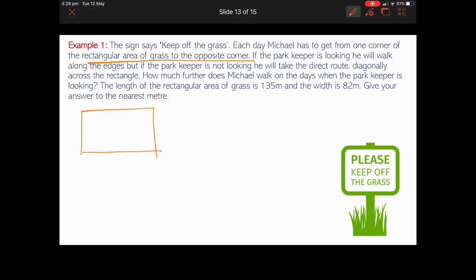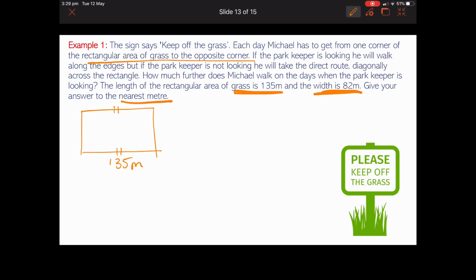The length of the rectangular area of grass is 135 metres and its width is 82. Give your answer to the nearest metre. Okay, so a lot of that was just words, but I've underlined the most important bits, and you might need to read through a question a couple of times to pick up on those important pieces.